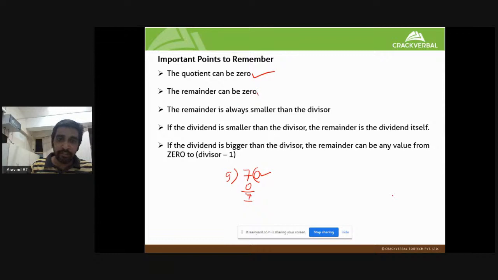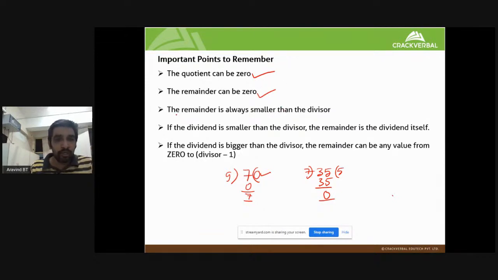The remainder can be 0. How can the remainder be 0? I can have a number like 35 being divided by 7, and we know that 35 is a multiple of 7, and therefore the remainder can be 0. Right? So it is not necessary that the remainder has to be a positive integer. So these are two concepts that are frequently misunderstood. Right? So that is the reason why I put them at the top.